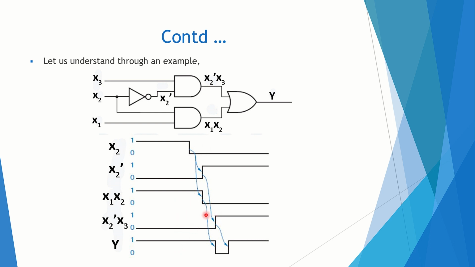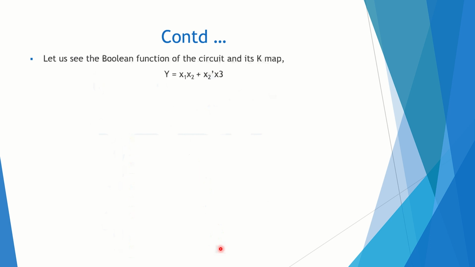So both are going to 0. There is a small space here where the output can go to 0. That is shown here. The output goes to 0 because of this unequal delay in the circuit. So this is the static 1 hazard, where the output should remain at 1, but it goes to 0 and comes back. So how to eliminate static 1 hazard? Let us see the Boolean function of the circuit and its K-map.